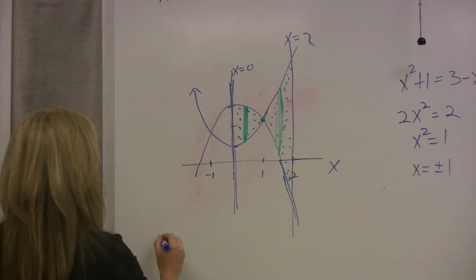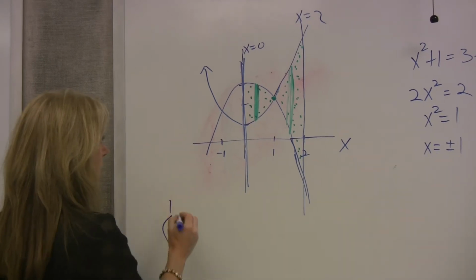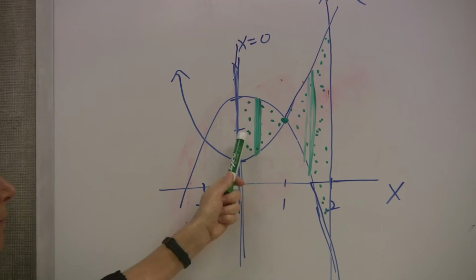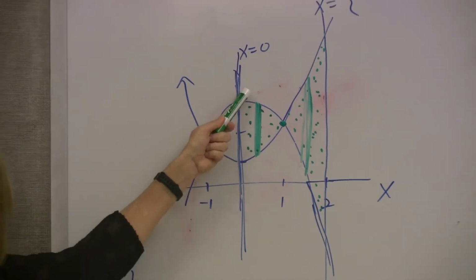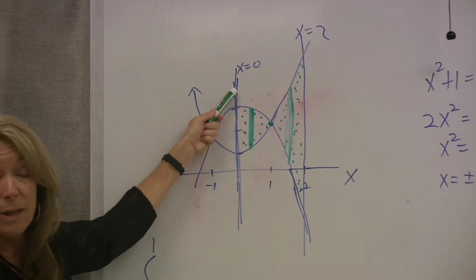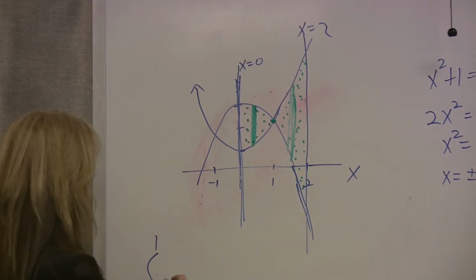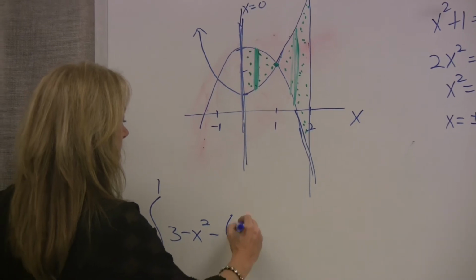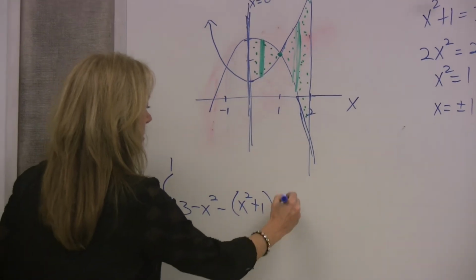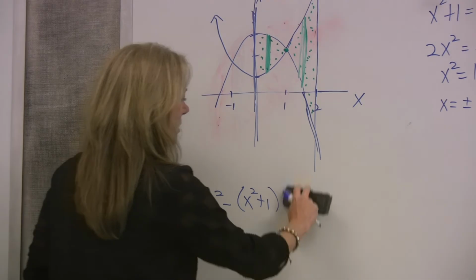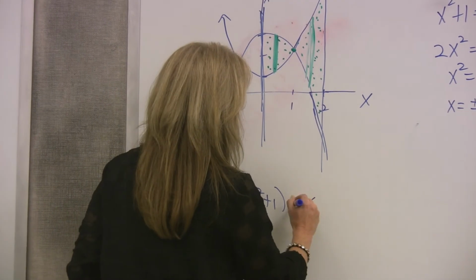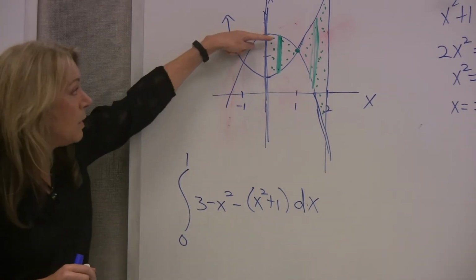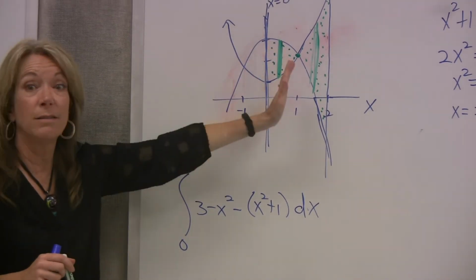So the first one goes from 0 to 1 for my x's. Which one's on the top? It's 3 minus x squared. I heard someone say that's 3 minus x squared minus x squared plus 1. It's a really sloppy b. Right? This one minus that one from 0 to 1.